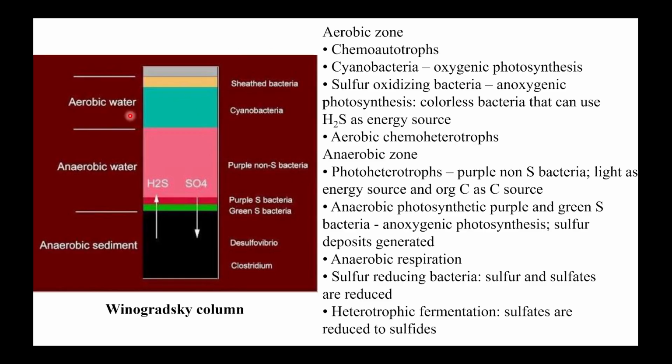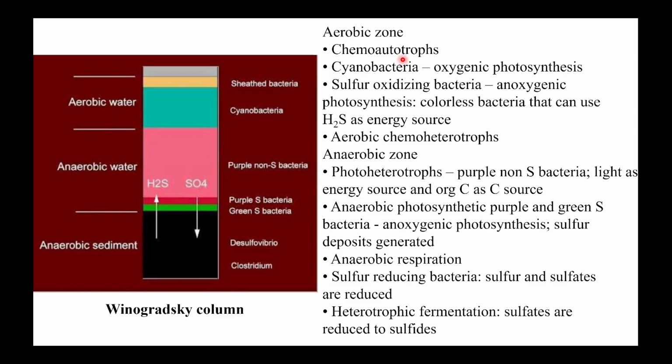So in the aerobic water, we'll have cyanobacteria and sheathed bacteria, which can survive in the presence of oxygen and can use light as the energy source, because light can also penetrate the top part of the column. In the middle part, anaerobic water, we'll have certain purple non-sulfur bacteria which cannot use oxygen as the terminal electron acceptor, so they will use sulfur.